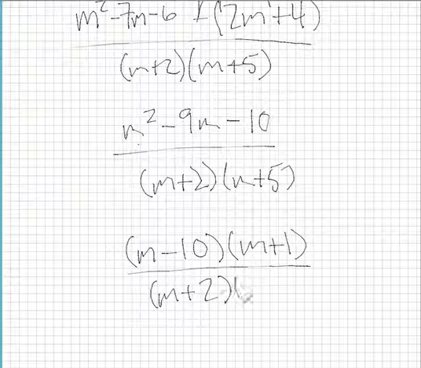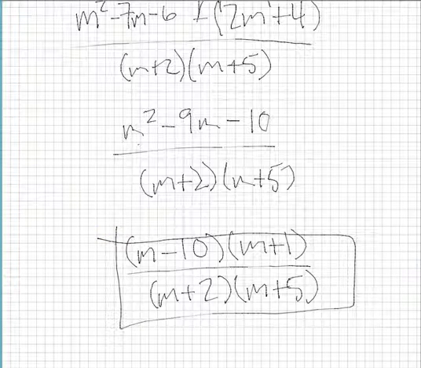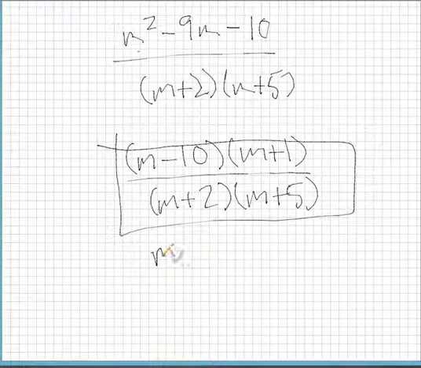You can FOIL out each one of these if you want it in full expanded form, but personally I like just to keep it in this factored form. And that would be our answer. Let's just show you what it would be when you expand it out.